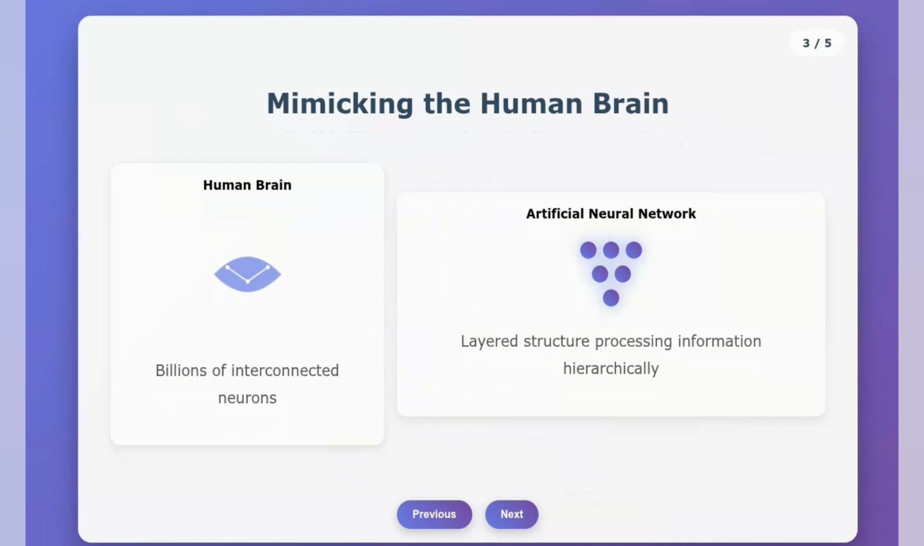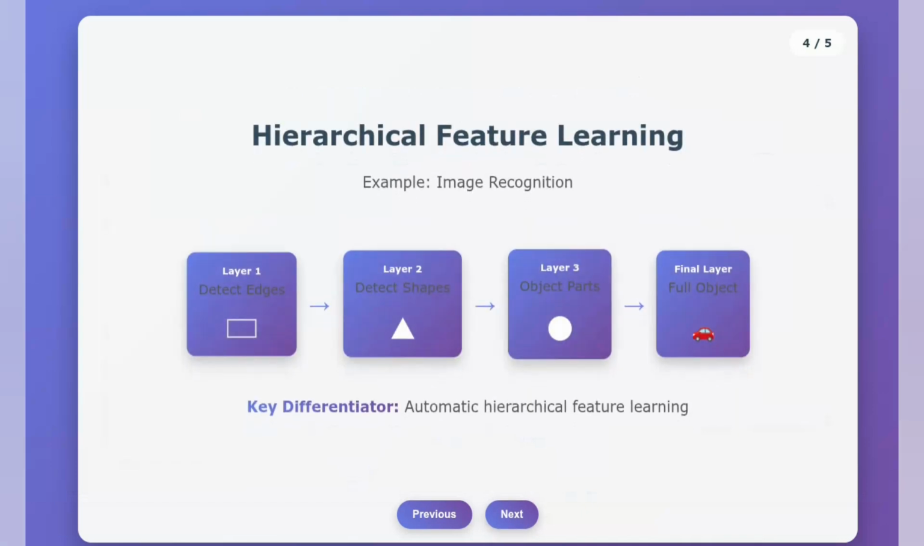Deep learning networks are designed with a similar layered structure, where each layer learns to detect different features or aspects of the input data, building up from simple patterns to complex ones. For example, in an image recognition task, an early layer might learn to detect edges. A subsequent layer might combine edges to detect shapes, then another layer might combine shapes to detect parts of an object, until finally the network can recognize a full object like a face or a car.